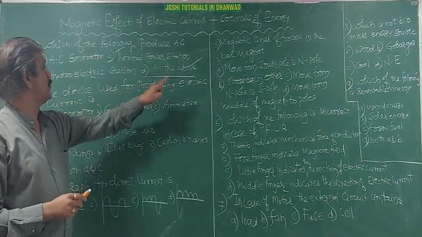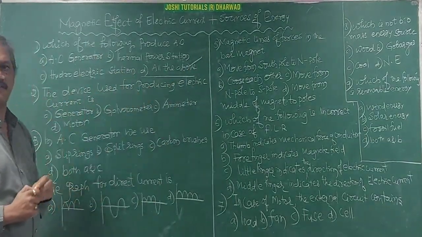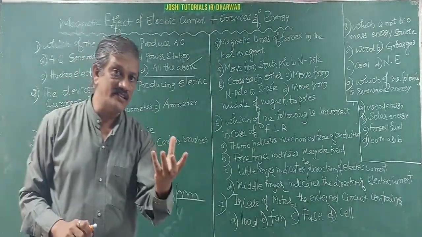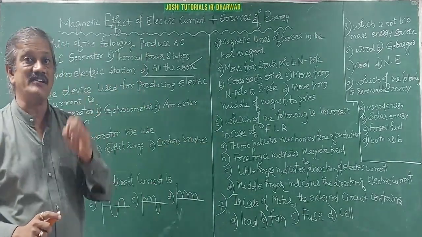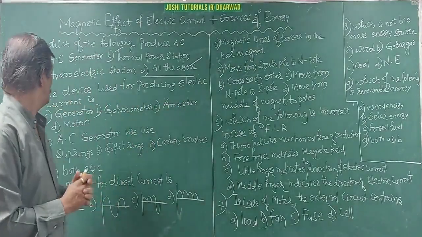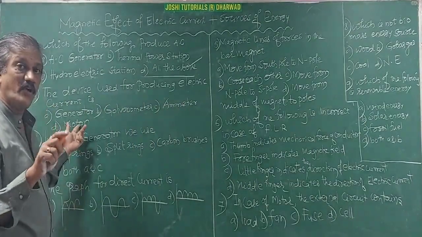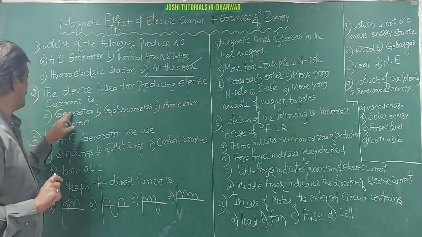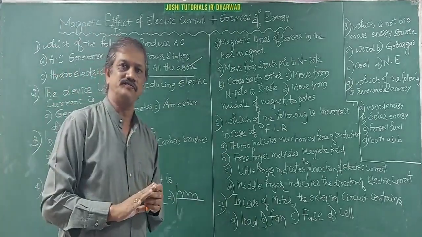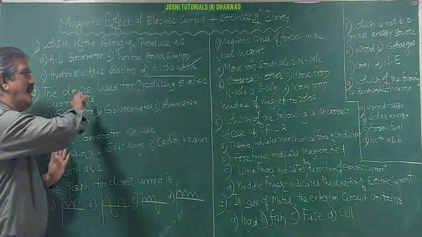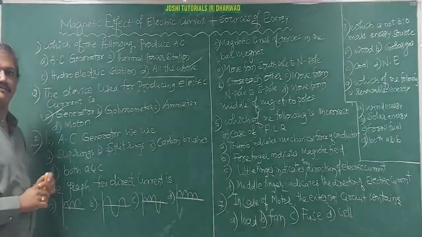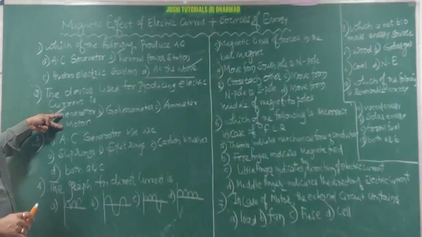The device used for producing electric current. Galvanometer is not going to produce. Galvanometer tells the current, how much current is flowing through the circuit. Ammeter, large current. Motor produces what? Motor and generator, there is a question. In the motor, electric current is already present. But in the generator, it is going to produce electricity. That's why the device used for producing electricity is the generator. See, there is a confusion between these two.